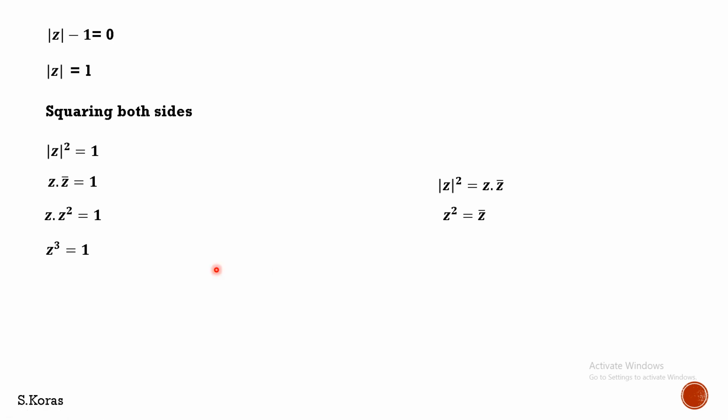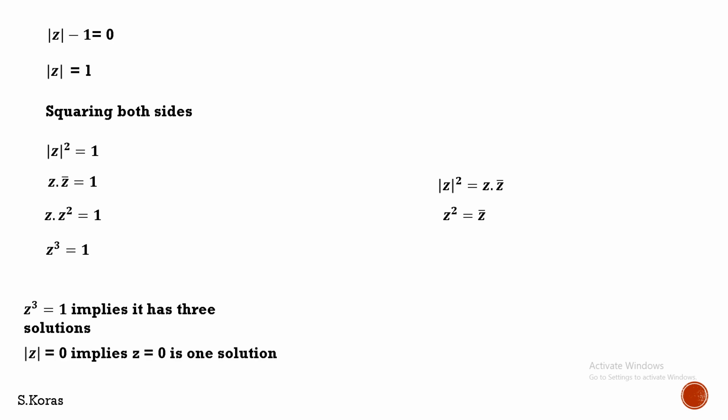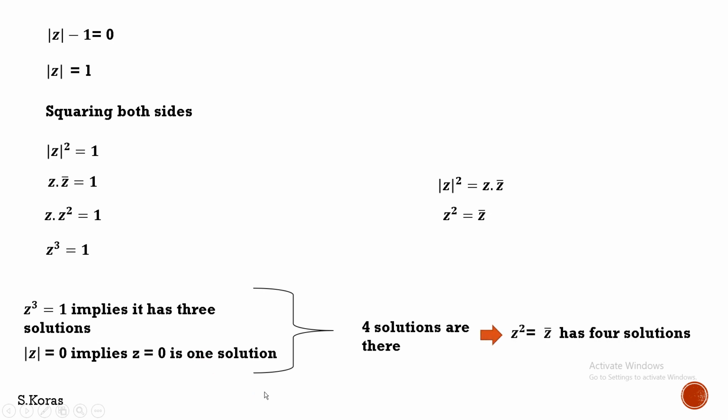So since it is a cubic equation, surely there will be 3 solutions. Right. So z cube is equal to 1 implies it has 3 solutions. Already we have a solution, that is z is equal to 0, which is one more solution. Totally here 3 and here 1. So there are 4 solutions. So we have proved the equation z square is equal to z bar has 4 solutions.